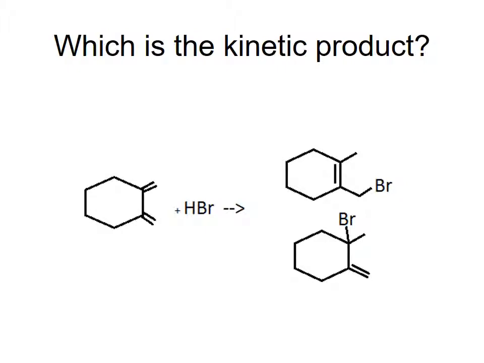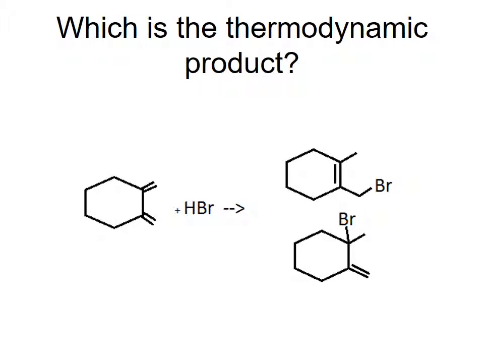So which of these is the kinetic product? Well, the kinetic product is the one that's formed fastest. Fastest addition occurs at 1,2. So the kinetic control product is 1,2 addition right here. Which one is the thermodynamic product? Well, the thermodynamic product adds 1,4, and that's 1,4 addition.